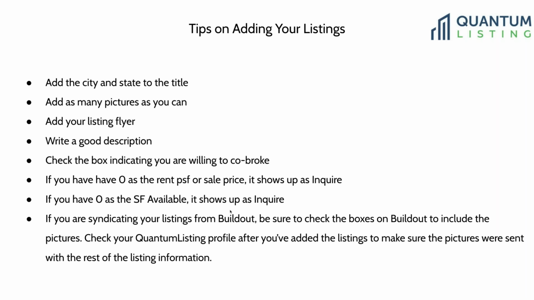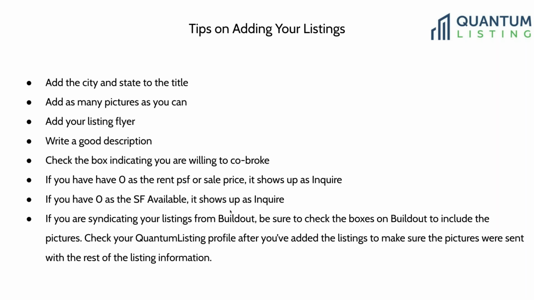Other little neat tips to know about adding your listings: if you add 0 as the rent per square foot or sale price, when you save it, it shows up as inquire. This could be if you have a range of prices for different suites or stores in your building, or you just don't want to disclose to the public what the prices are. You want to kind of goose people to call you and get the information that way. There are lots of reasons why you might put 0. Same with the square footage available. If you put 0, it also shows up as inquire.